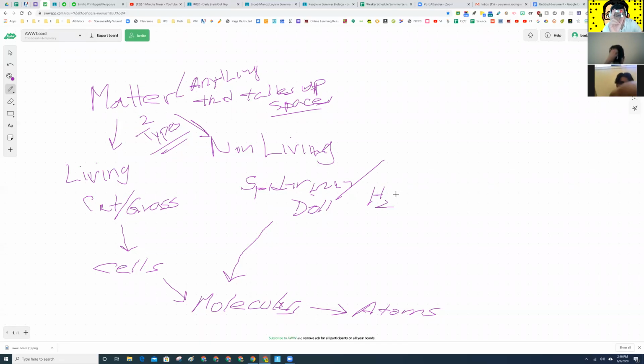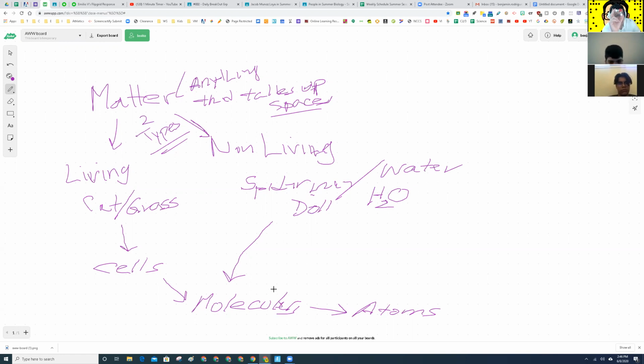And how many oxygens? 1. 1, exactly. So this molecule, we call it an H2O molecule. And these molecules make up water. You see what I'm saying? Water is non-living.